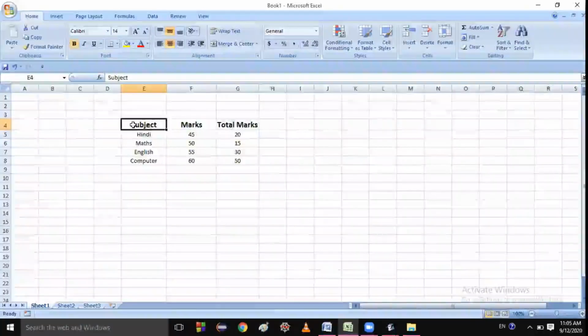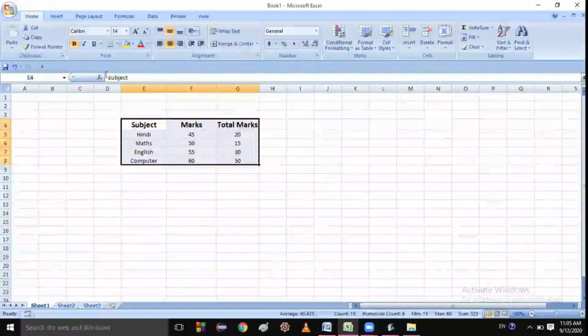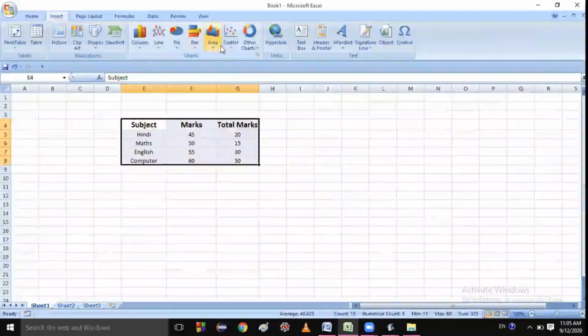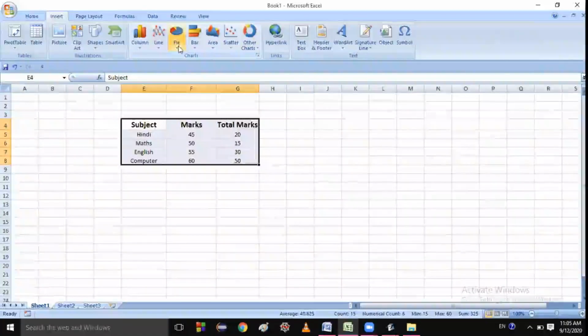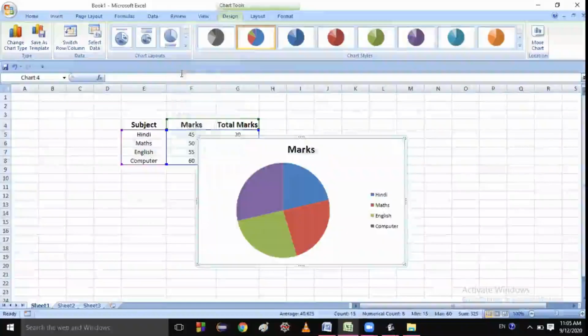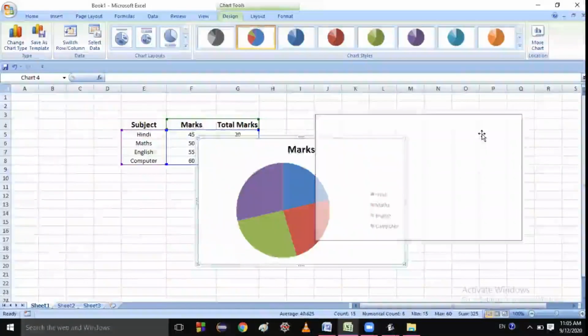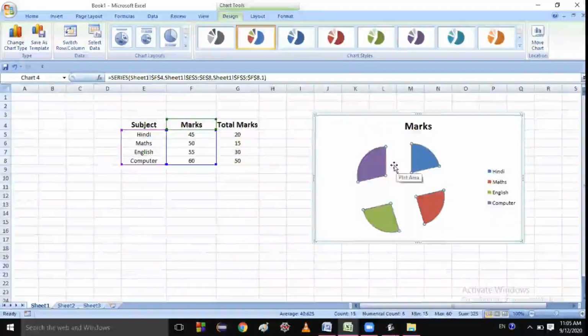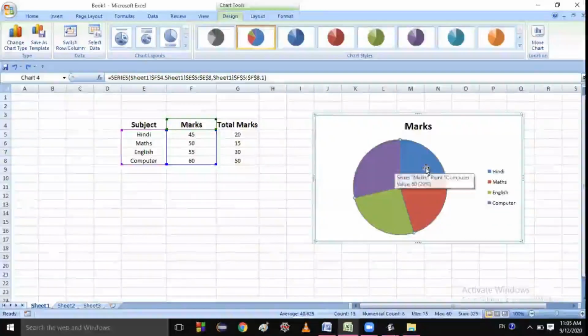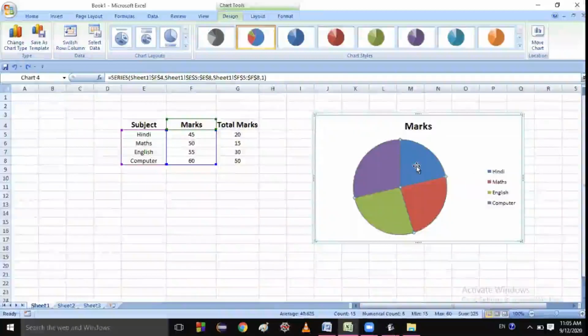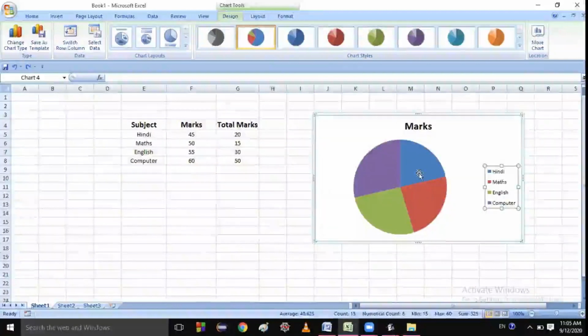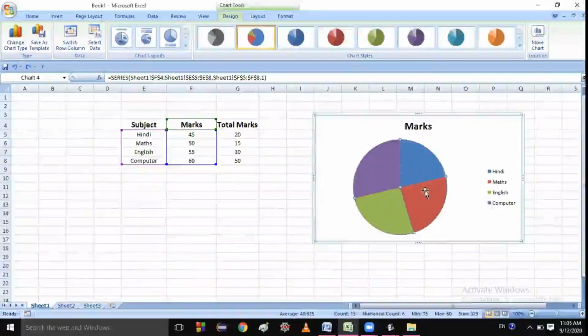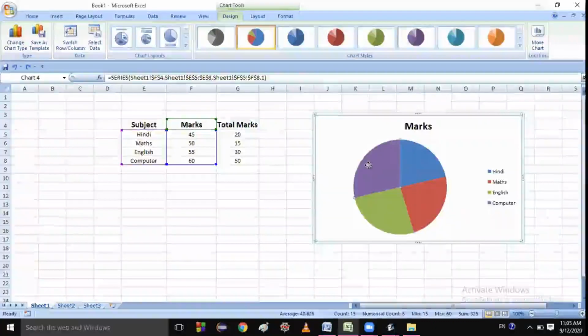So select this one and insert, go to the pie chart, click on here. You just see here. These are the parts, like Hindi is having how much marks? This is the portion of Hindi. This is the portion of mathematics. This is the portion of English, and this is the portion of computer.